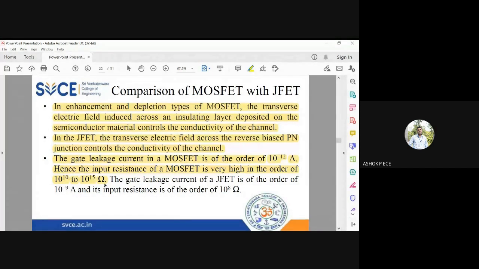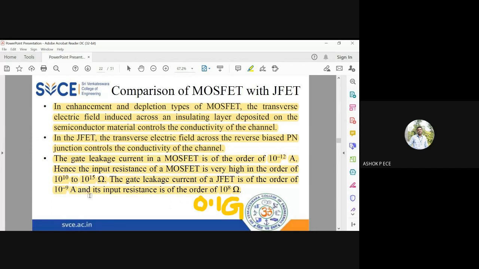Whereas in the JFET, the leakage current is in nanoamperes. So accordingly, the input resistance will be much less compared to MOSFET. It will be in the order of 0.1 giga ohms. In JFET, the input impedance is 0.1 giga ohms, whereas in MOSFET, it is going to be 10 giga ohms minimum. Maximum, it is going to be 10 power 15. So that is one basic difference.